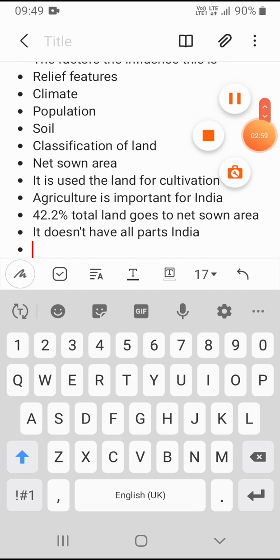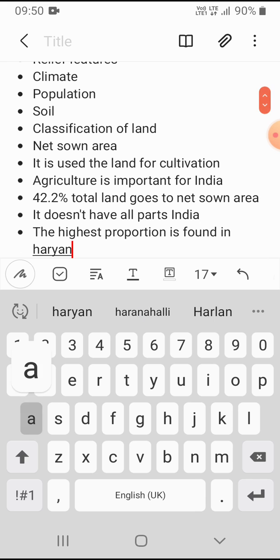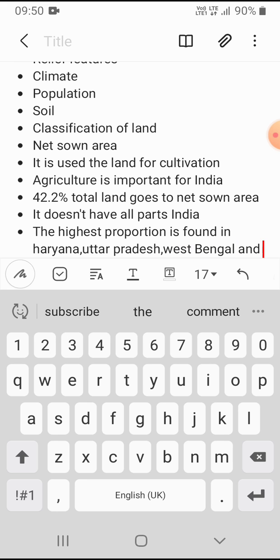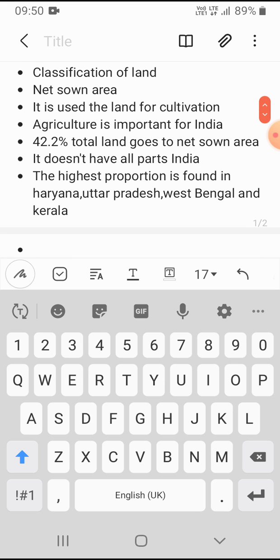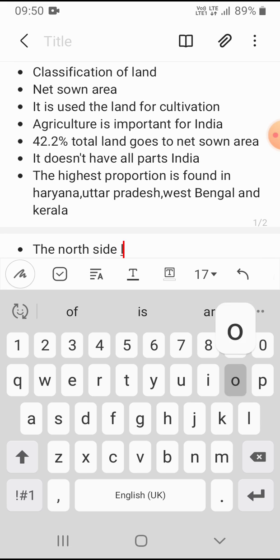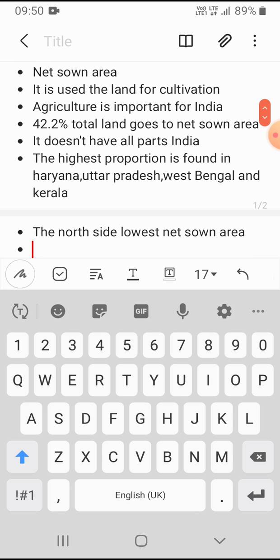But the highest proportion of net sown area is found in Haryana, Uttar Pradesh, West Bengal, and in Kerala the highest net sown area is found, and on the north side the lowest net sown area is found. So this was about net sown area.